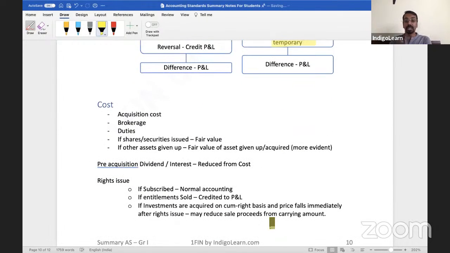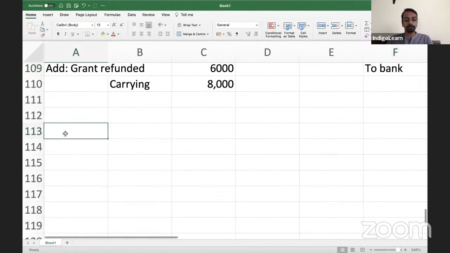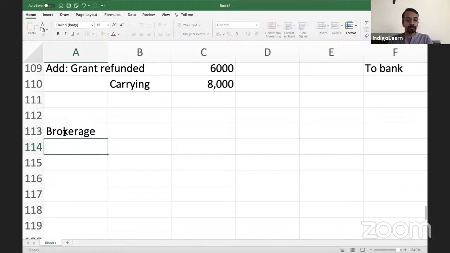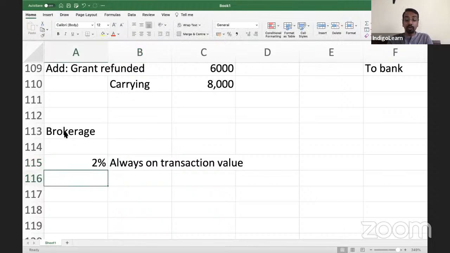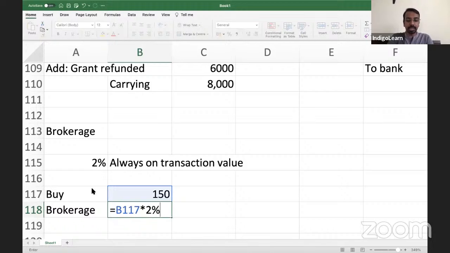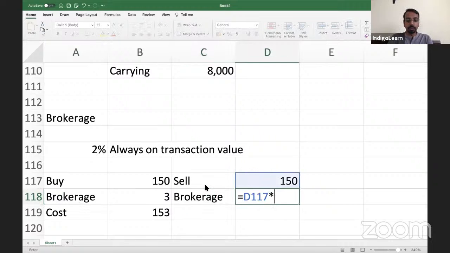Okay. Now, as far as costs are concerned, how do we calculate cost? You will take the acquisition cost, that is the cost that you pay to acquire that particular investment. Brokerage, please remember brokerage. When you sell also there will be brokerage. Brokerage is given as a percentage. Let us say brokerage is 2%. This is always on transaction value, not on face value or par value. You will receive dividend on face value. The brokerage is always paid on transaction value. So if you buy something at, let us say, 150, brokerage will be 150 multiplied by 2%, which is 3. So your cost will be 150 plus 3, 153. If you sell at 150, you will pay brokerage of 2%.